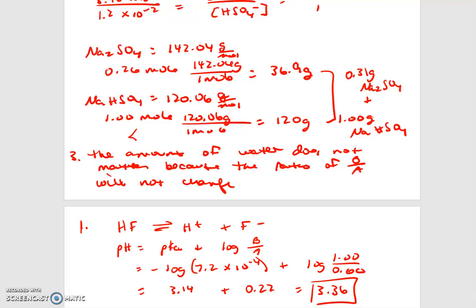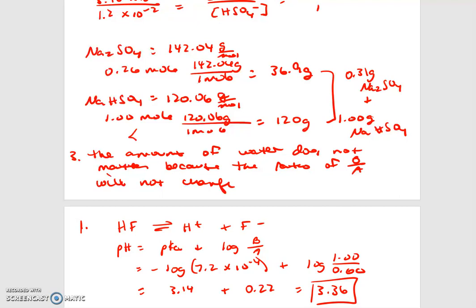So the first thing I want to do is write my equation for the buffer solution, and since I know the Ka value for hydrofluoric acid is greater than the Kb value for fluoride, my equilibrium for my buffer solution will be hydrofluoric acid is in equilibrium with my hydrogen ion and my fluoride ion.